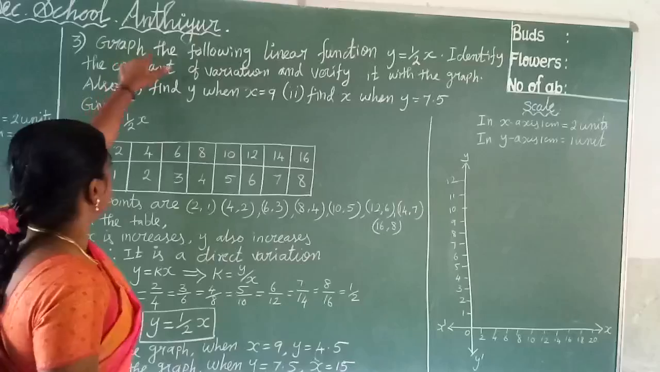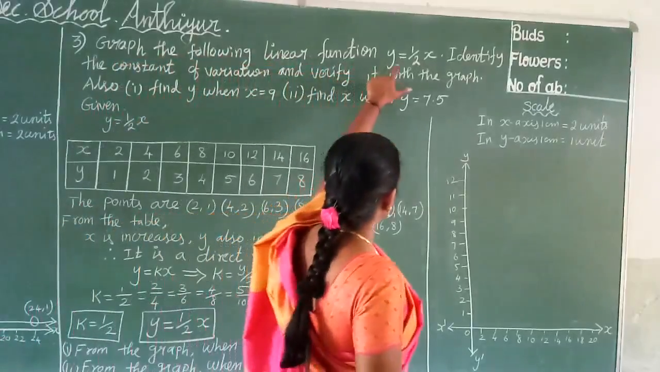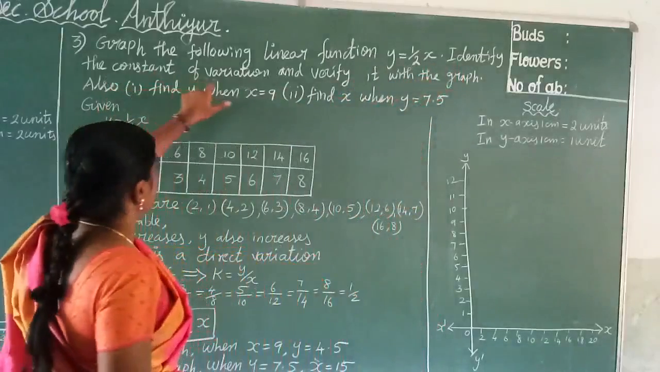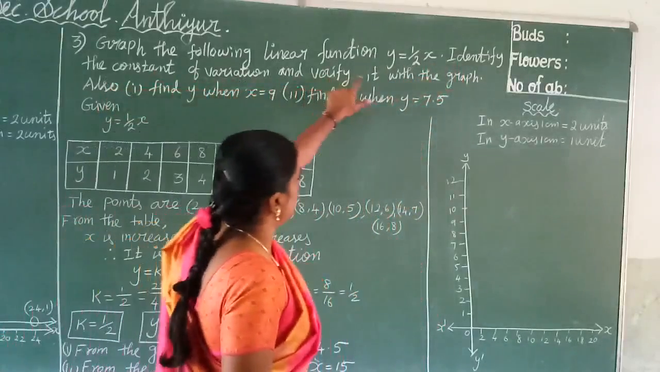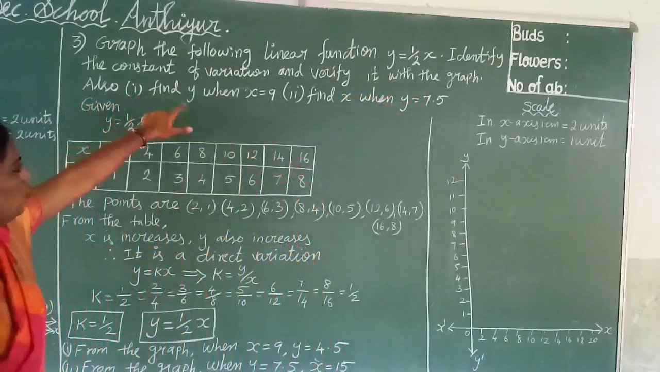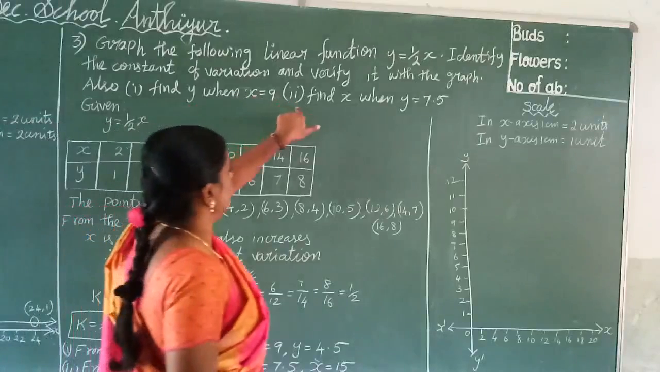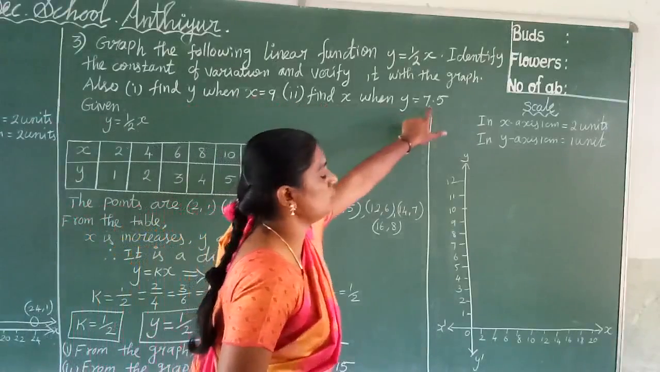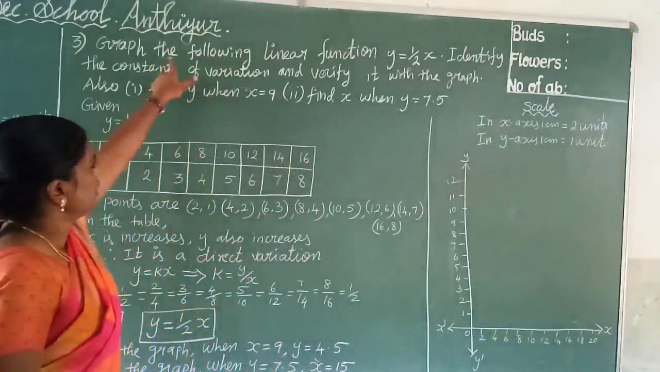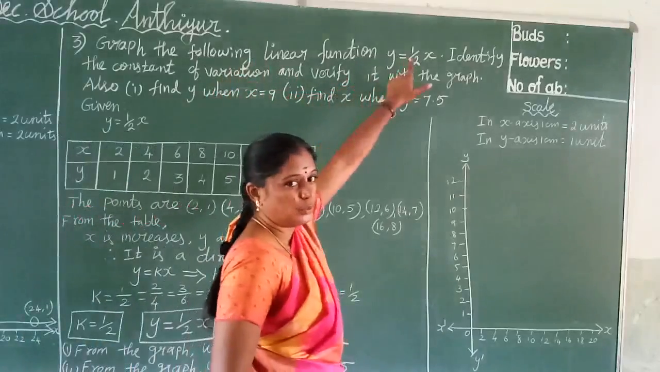Third one, graph the following linear function y equal to 1 by 2x. Identify the constant of variation and verify it with the graph. Also, first find y when x equal to 9. Second find x when y equal to 7.5. The same as the second question model. The linear function given is y equal to 1 by 2x.